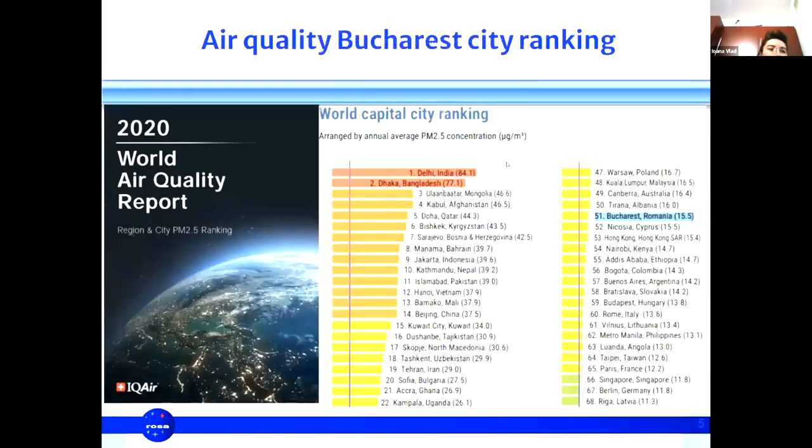The IQAir rating, a Swiss air quality technology company focused on developing air quality monitoring, makes the World Capital City ranking, which reveals annual average particulate matter concentration, where Bucharest is placed at 51st level from 92 world cities, having a moderate PM level.